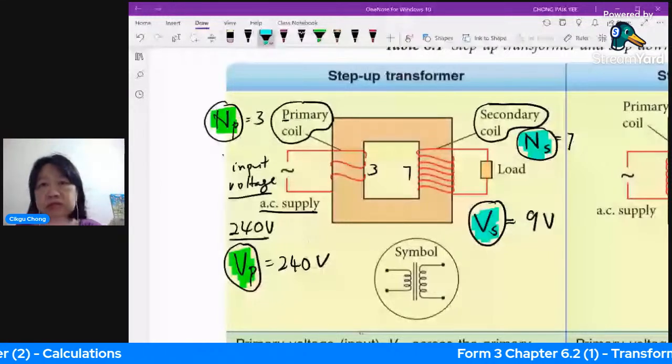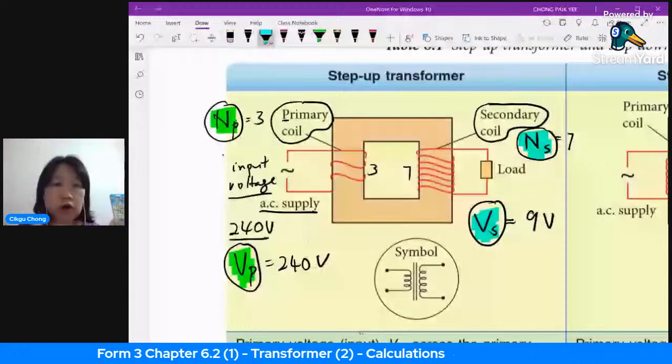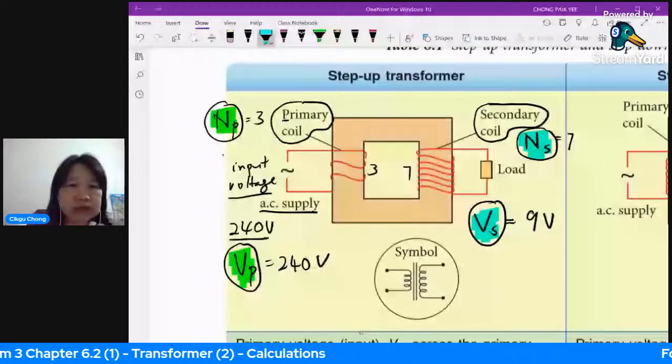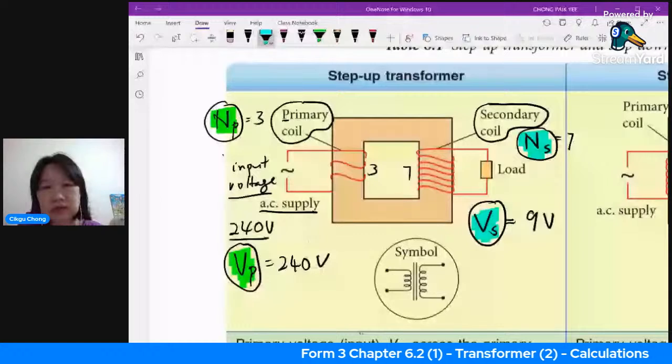Now, the primary coil is actually always a number, how many times we coil around the core. So it's called N. N stands for number, and P because it's on the primary coil. And the other one will be NS, the number on the secondary coil.